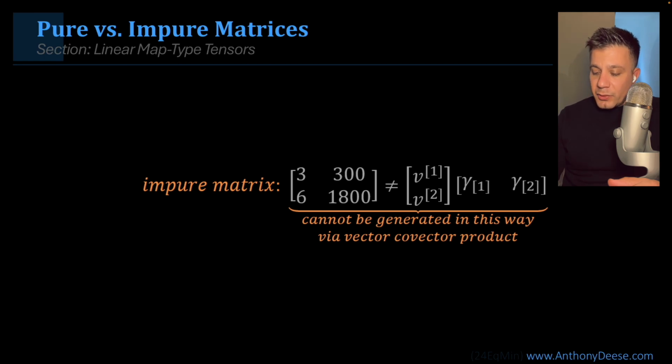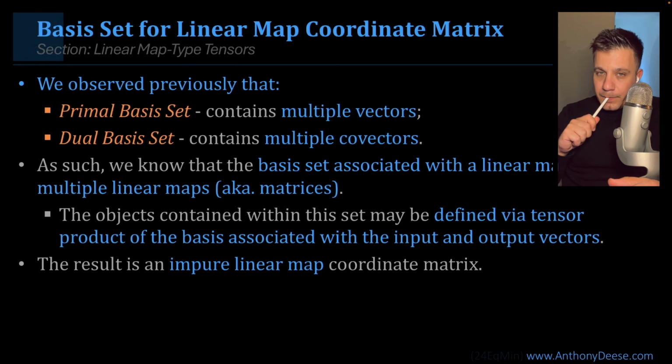So here's an example of an impure matrix. I'm not going to go through and prove it, but essentially, you cannot get these values of 3, 300, 6, and 1800 with some consistent set of values over here. There will always be one product which is inconsistent. Okay, so let's pause our discussion of the coordinate matrix for a linear map type tensor, and let's talk about the basis set, and then we're going to come back and put it all together. I know we're in the middle of this discussion and perhaps everything's not very clear, but we're going to clear it up.